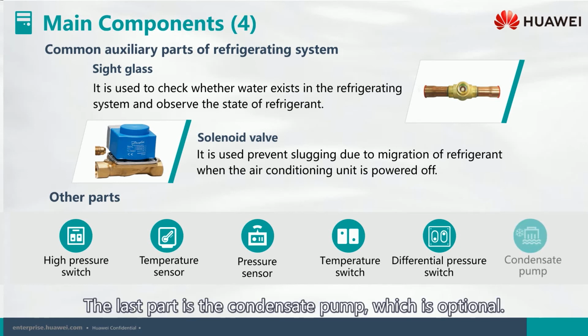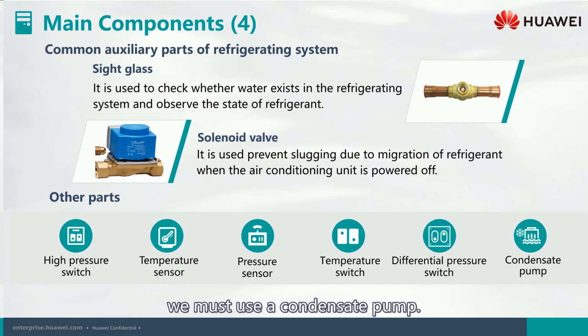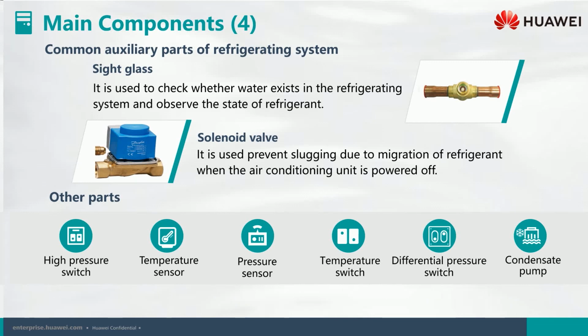The last part is the condensate pump, which is optional. If the water drainage pipes are routed from the top, we must use a condensate pump. However, if the water drainage pipes are routed from the bottom, then the condensate pump is not necessary.